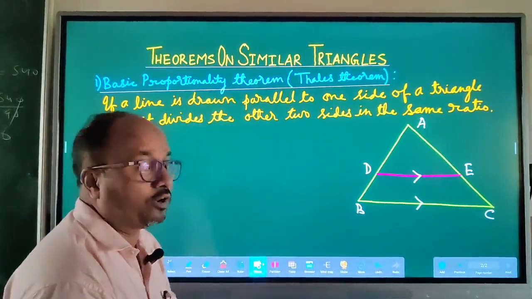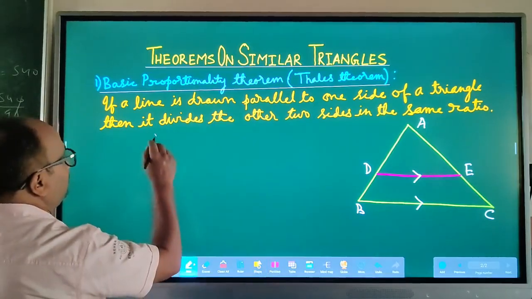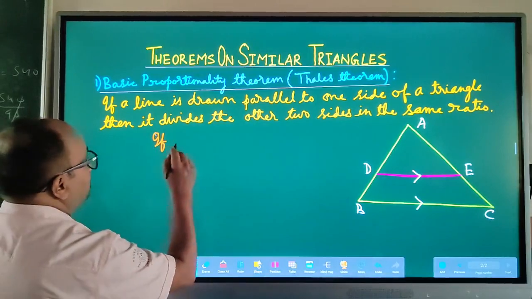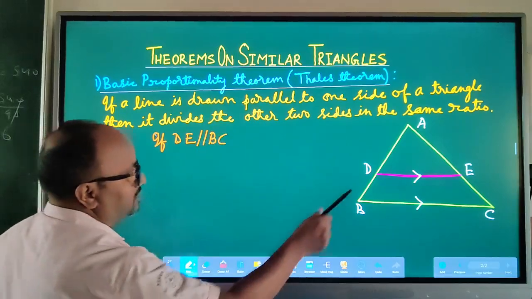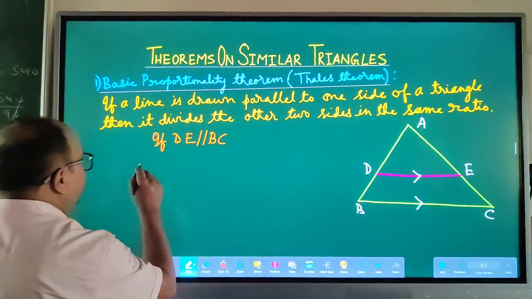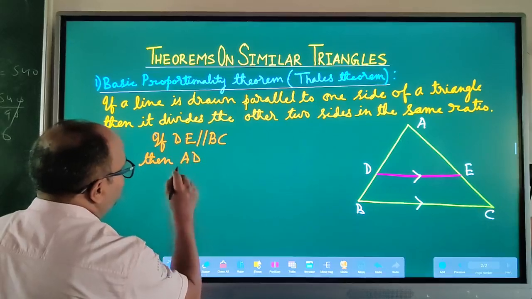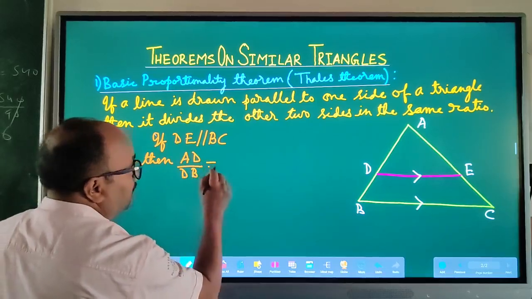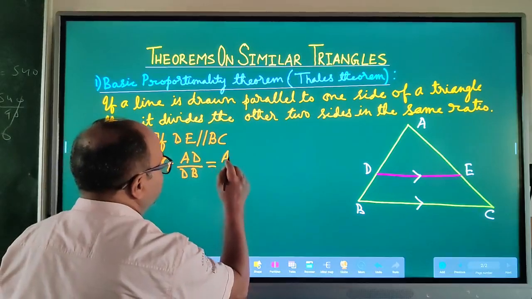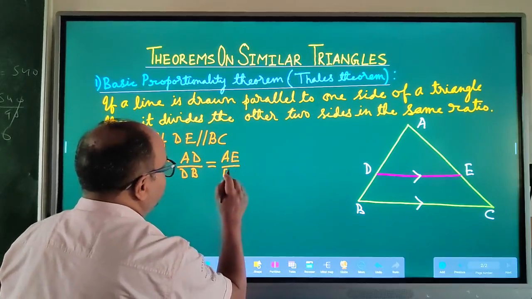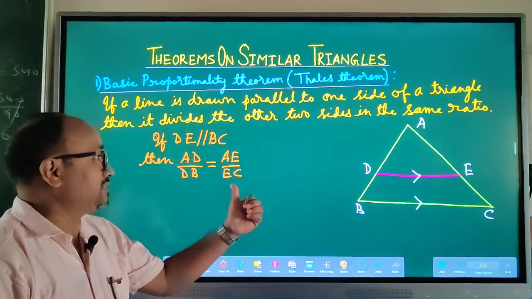So let us write and see what it means. I write here, if DE is parallel to BC, so this line is parallel to this, then as a result I get here AD by DB equals, in the same pattern, the ratio on that side, that is AE by EC. So one way of representing this is in this ratio.